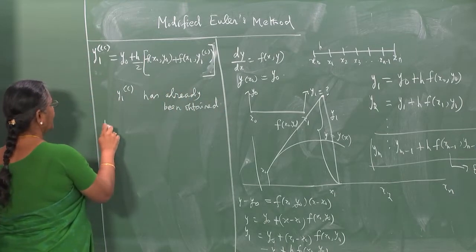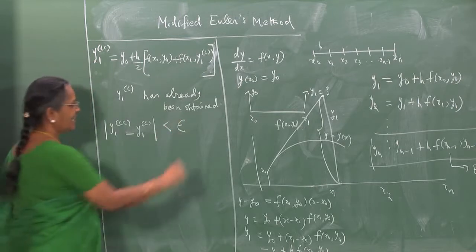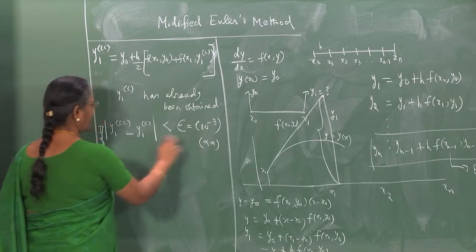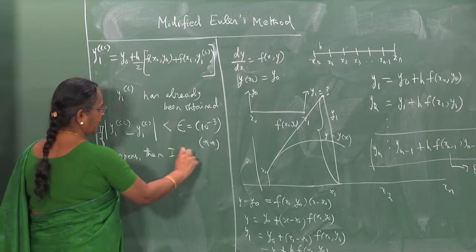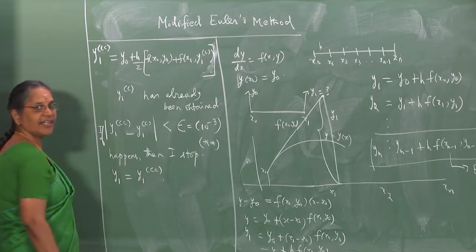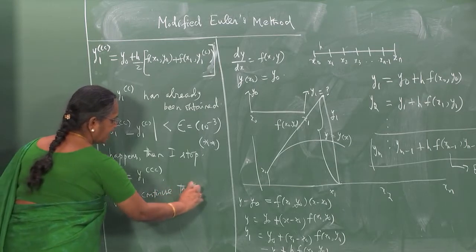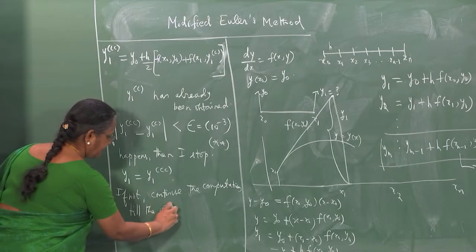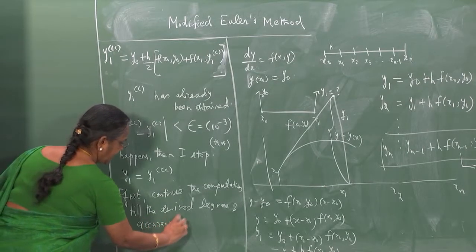At this stage, I check if y1 second corrected value minus y1 first corrected value is less than epsilon, say 10 to the minus 3. If this happens, call this double star. If this happens, then I stop the computation and write down the solution y1 as y1 second corrected value. If not, continue the computations till the desired degree of accuracy is attained.